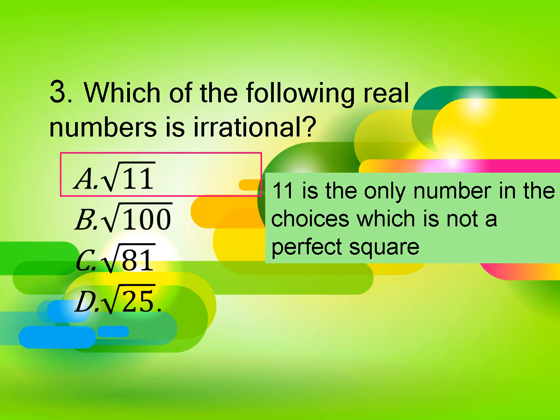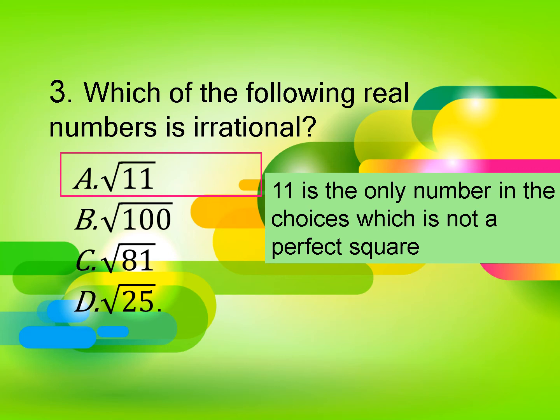Take a look at letter B, square root of 100. 100 is a perfect square because there is a number that when you multiply it to itself is equal to 100. Right? What is that number? It's 10 because 10 times 10 is equal to 100. How about letter C? Square root of 81. Is there any number that when you multiply it to itself is equal to 81? What is that number? Yes, you're right. It's 9. 9 times 9 is equal to 81. So therefore 81 is a perfect square.